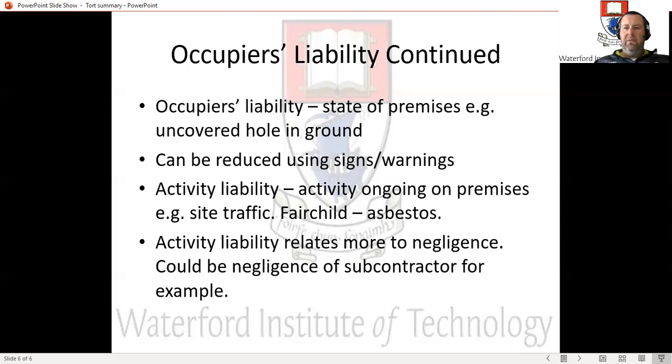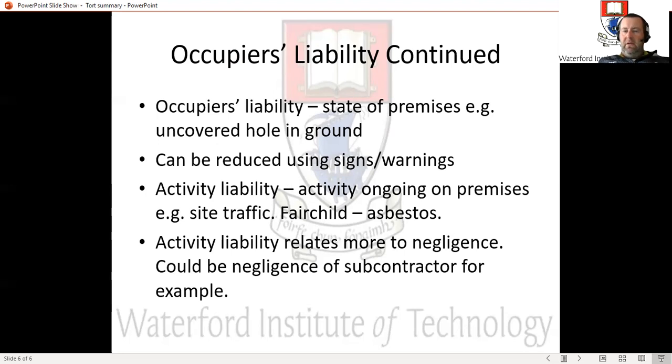The activity liability then refers to the activities that are actually going on the premises. So on a construction site, there's going to be site traffic, vehicles moving around. In a hotel, there's going to be waitresses and waiters carrying hot tea, hot stuff. In a shop, you're going to have people moving around stocking shelves. So if the injury is caused by the activity, then that's, strictly speaking, a negligence claim and not an occupier's liability claim.